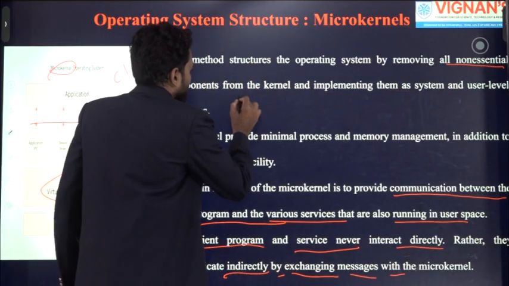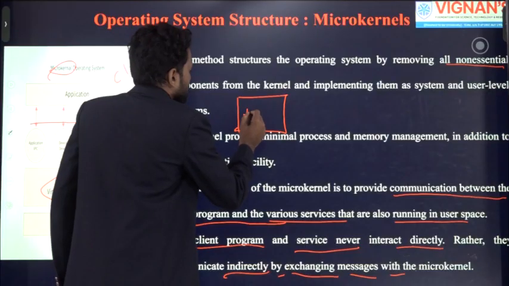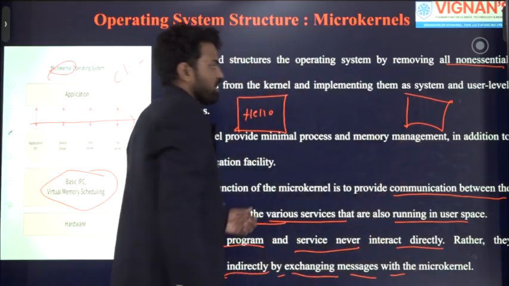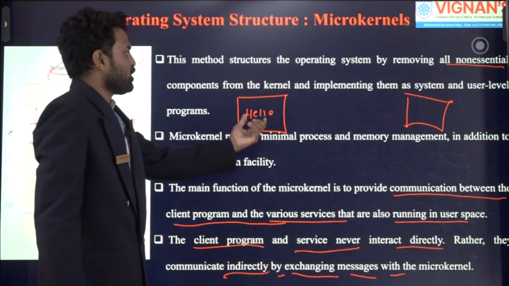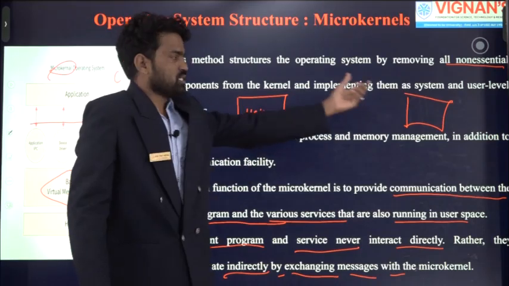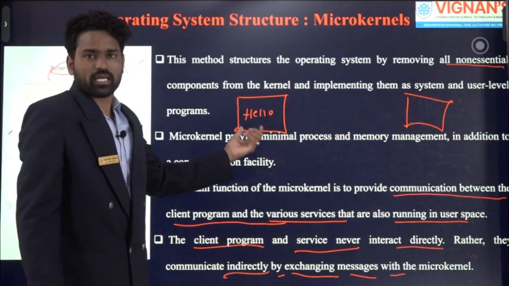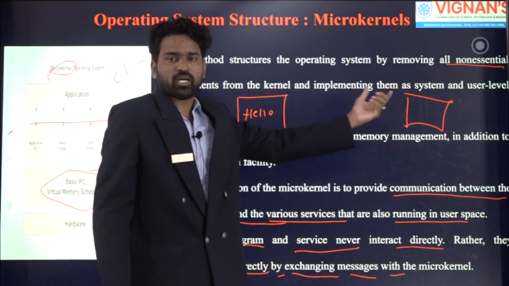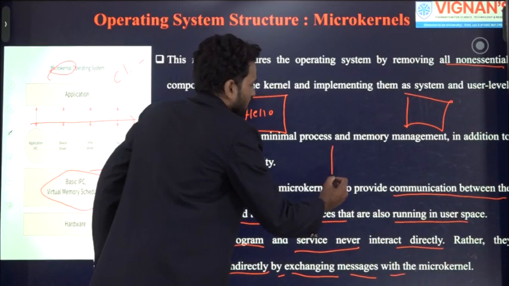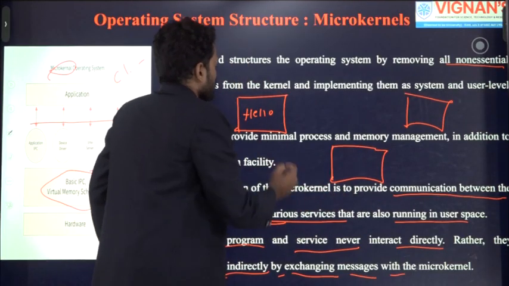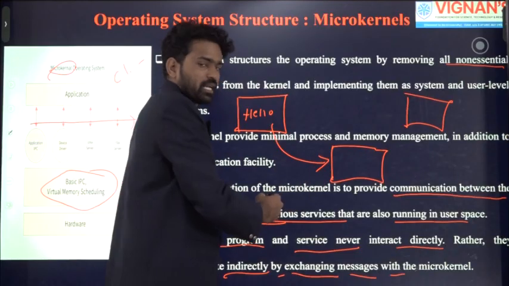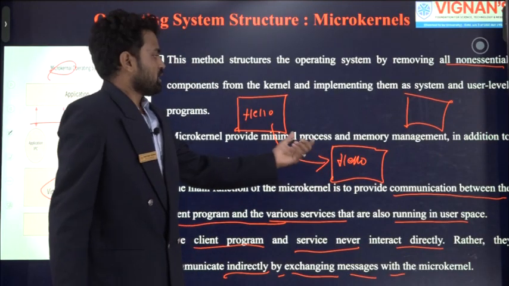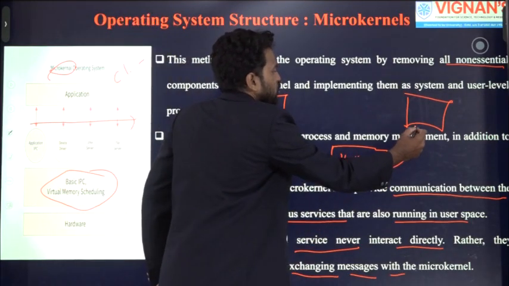Here we have a client with the message "hello", and this is our server. The server is empty now. First the client needs to give some data to the server, but the client cannot communicate directly with the server. Instead, we have our microkernel. This message will be passed into the kernel first. So hello will come into the microkernel, and this microkernel is going to give it to the server.